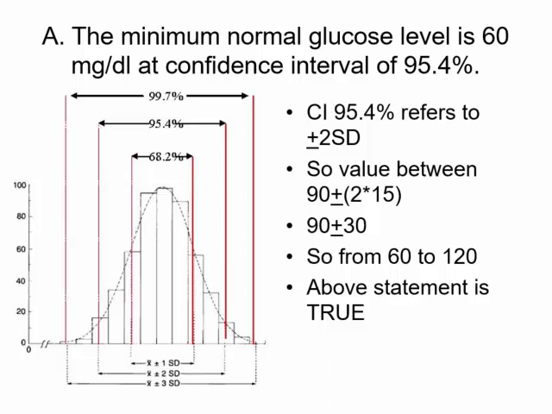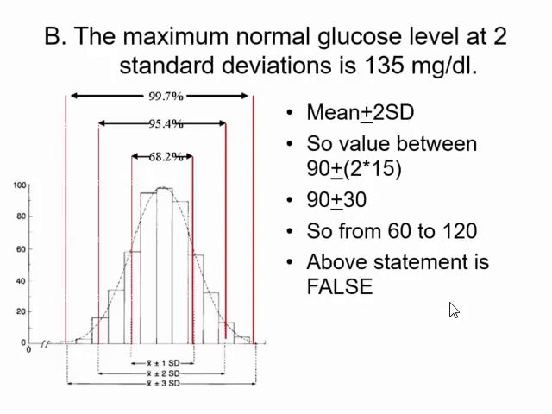A, the minimum normal glucose level is 60 milligram per deciliter. Okay, at the confidence interval of 95.4, you can see here CI of 95.4 refers to plus minus 2 standard deviation. So the value between them is 90 plus minus 2 times 15. Okay, 2 times 15, so 90 plus minus 30. So it is between 60 to 120. So it's true.